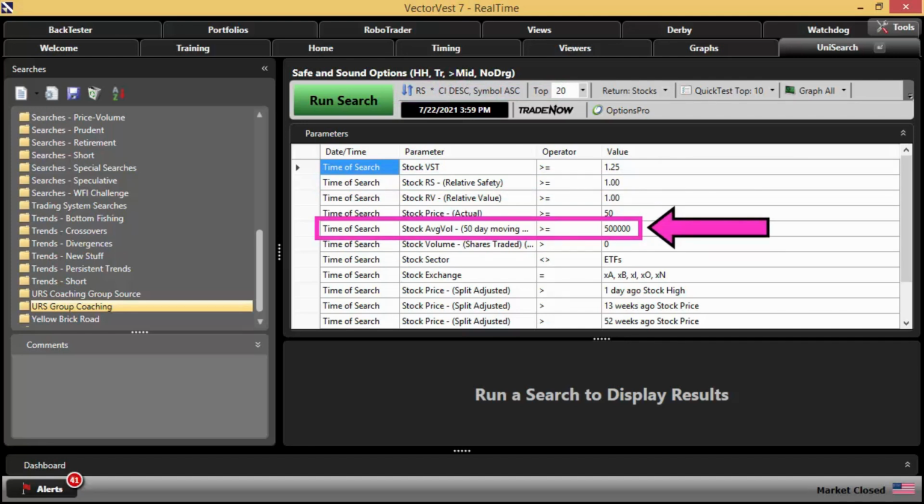Third, it makes the stocks have an average daily trading volume over 500,000 shares. Now, when you combine all of this together in one search, you're going to routinely find stocks that are very good for options trading, but that's not the end.